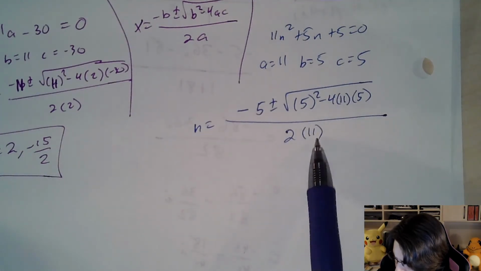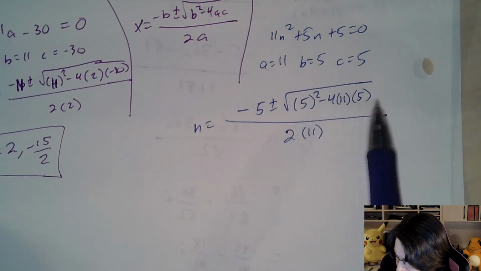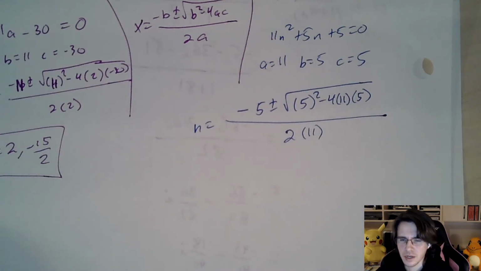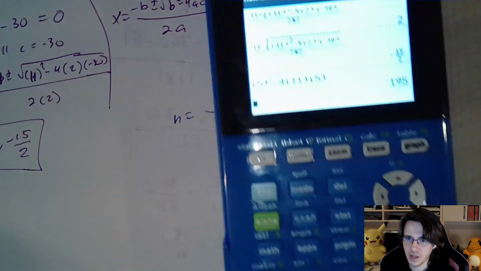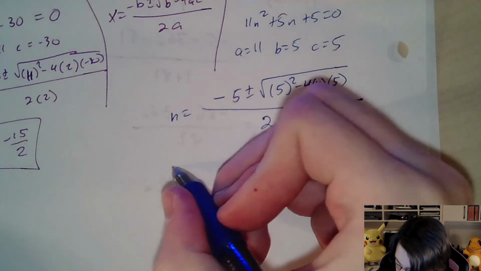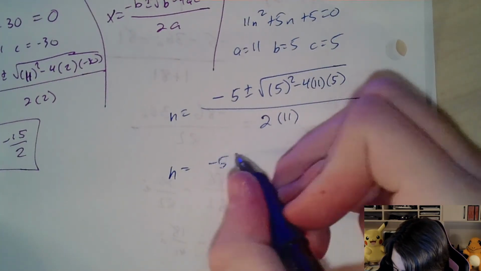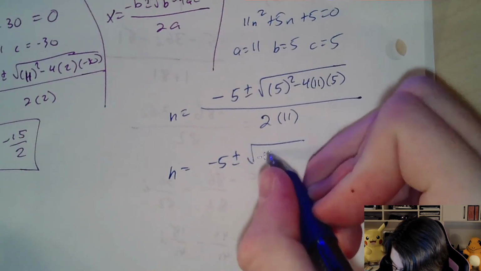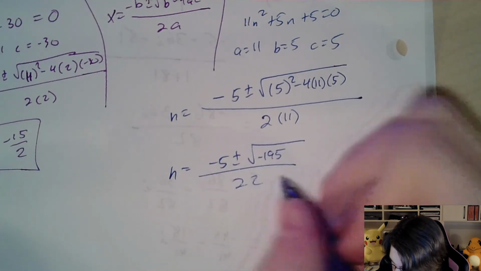What I was talking about is that this is going to give us a negative under the square root, because if I do just the discriminant part of the question, I will get a negative number. Specifically, if I plug all that in, I get negative 195. So I need to rewrite this like so: negative 5 plus or minus the square root of negative 195, divided by 22.